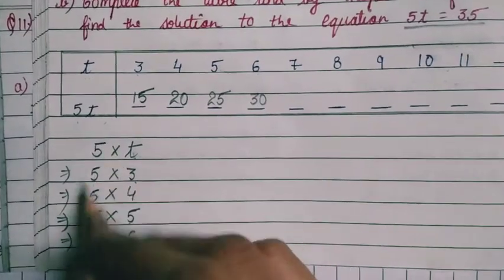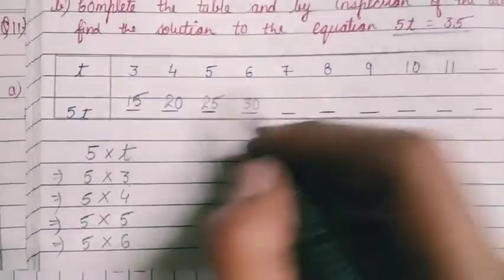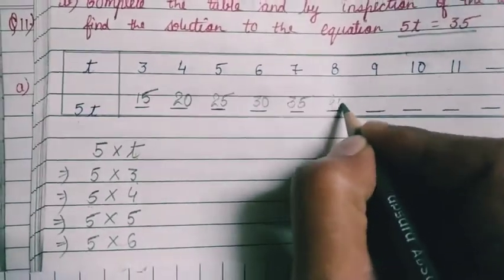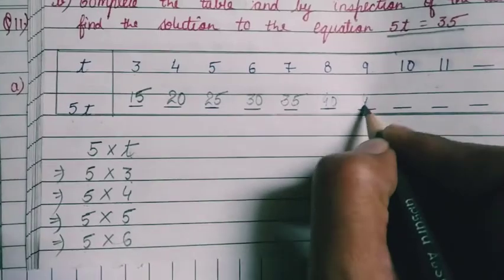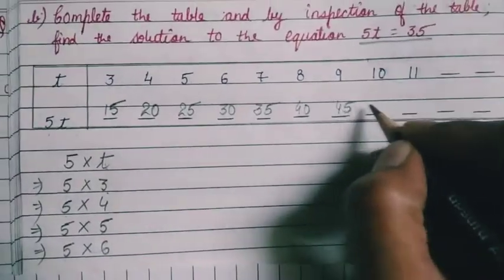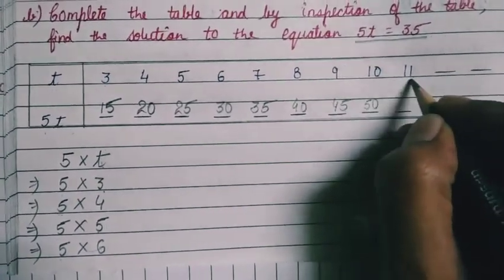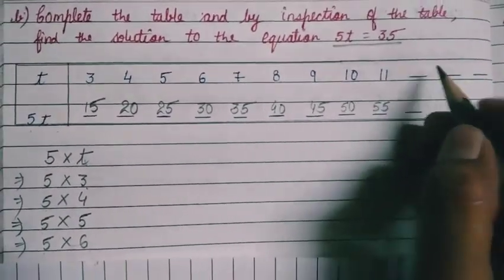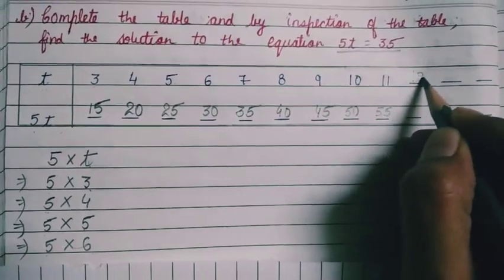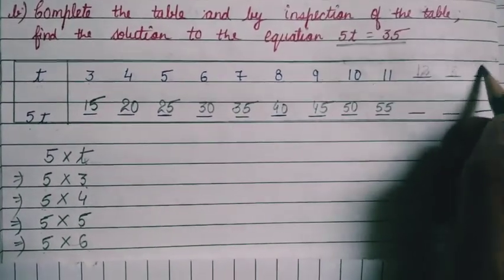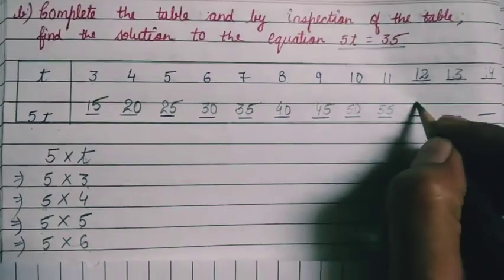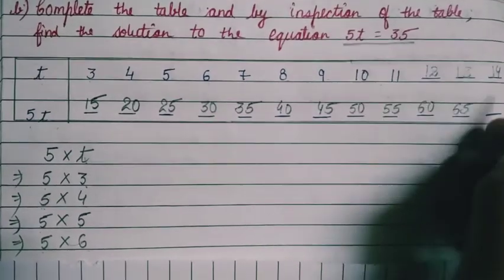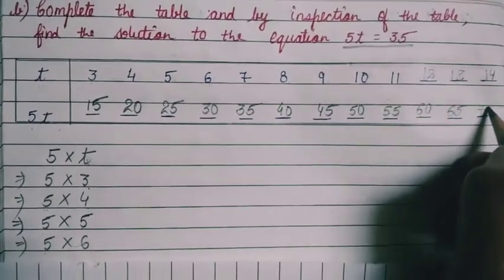You can simply see each t value is multiplying by 5. So we can directly do 7 5s are 35, 8 5s are 40, 9 5s are 45, 10 5s are 50, 11 5s are 55. If we write more number for the t, after 11 12, 13, 14, so 12 5s are 60, 13 5s are 65, 14 5s are 70.